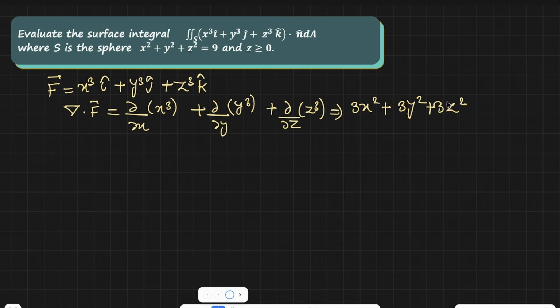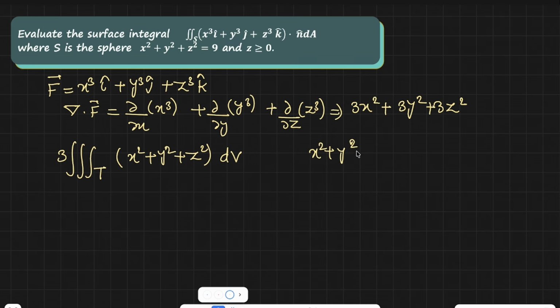Now z is greater than or equal to 0. It's very easy to calculate. Put in the divergence. What's the formula? It is basically 3 outside, x square plus y square plus z square, dV. And the problem gives the surface x square plus y square plus z square equal to 9, which means radius is 3, with z greater than or equal to 0.